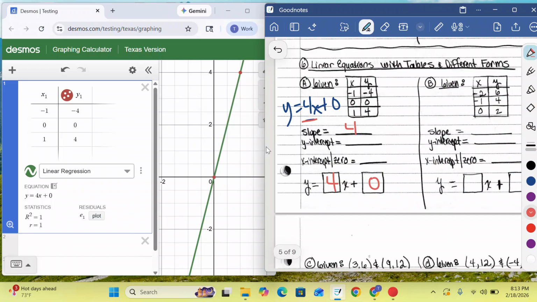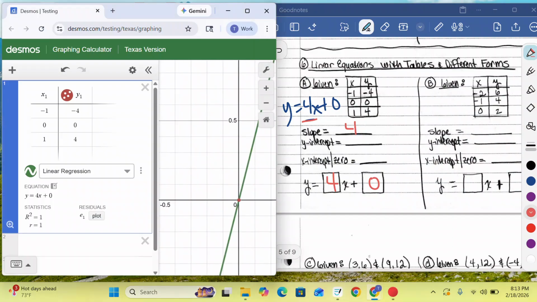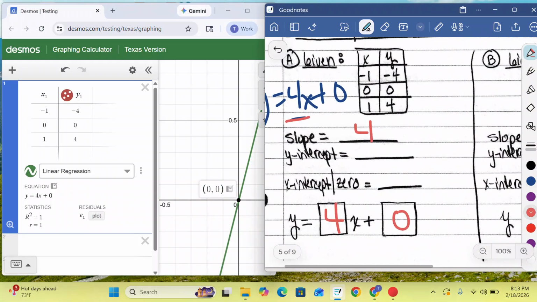Then I'm going to check what the x-intercept and y-intercept is. And once again, the x-intercept, y-intercept, looks like it is 0, 0. It crosses the x-axis at 0, 0. And it crosses the y-axis at 0, 0. So my y-intercept is 0, 0. And my x-intercept is 0, 0. So that is how you input tables.